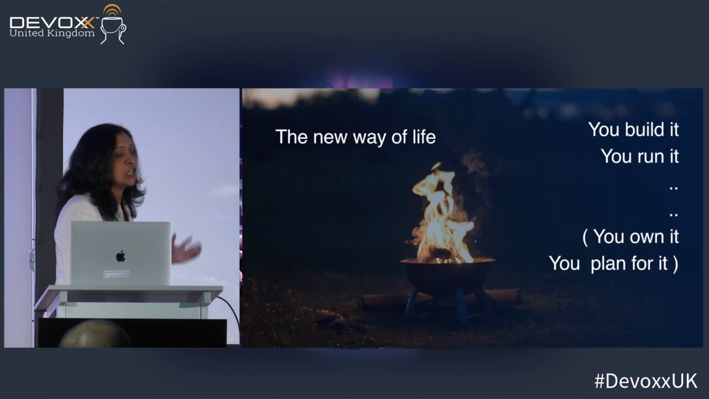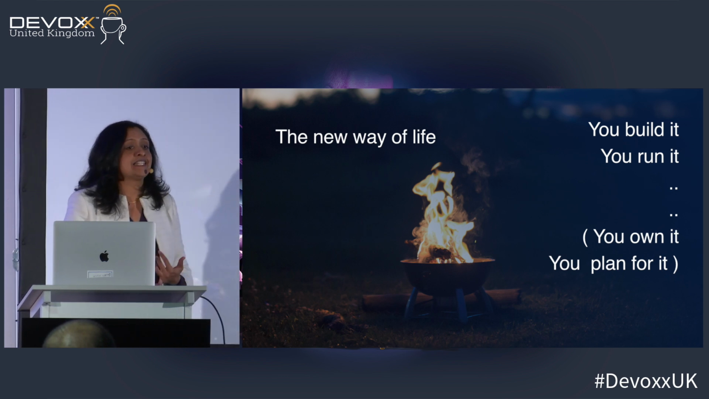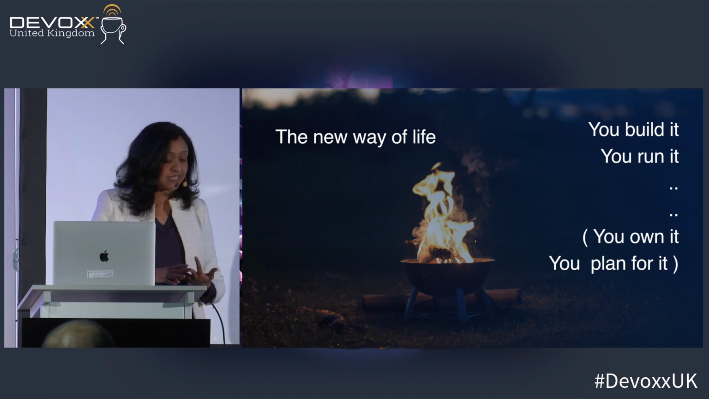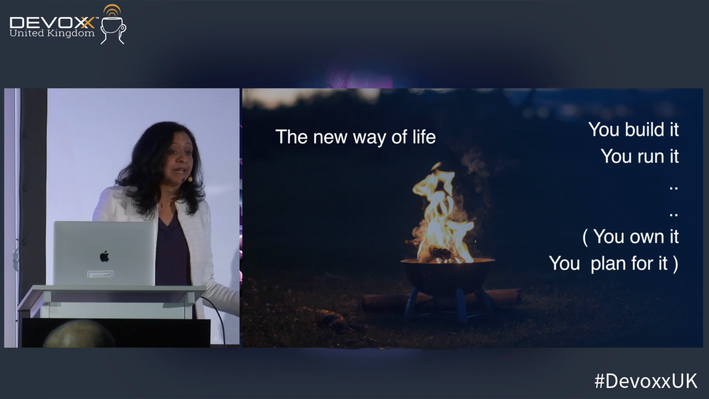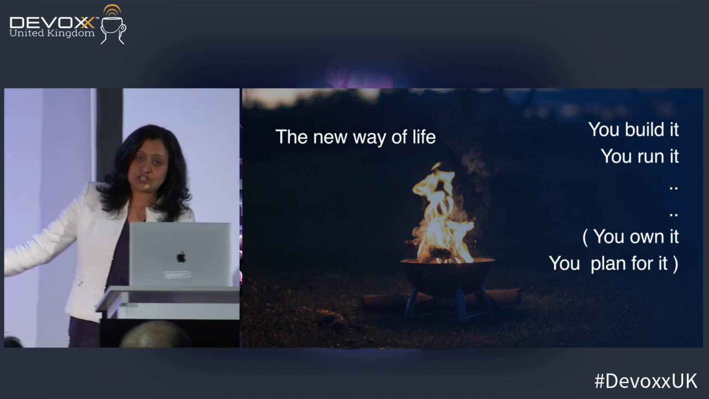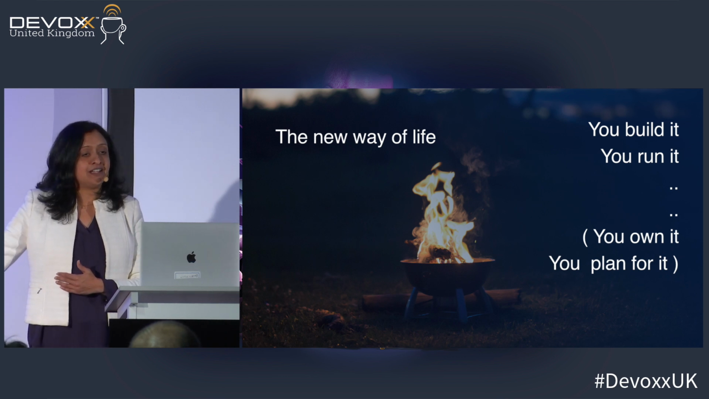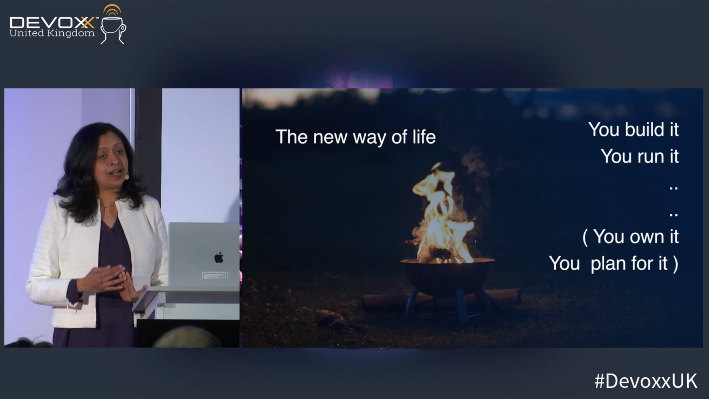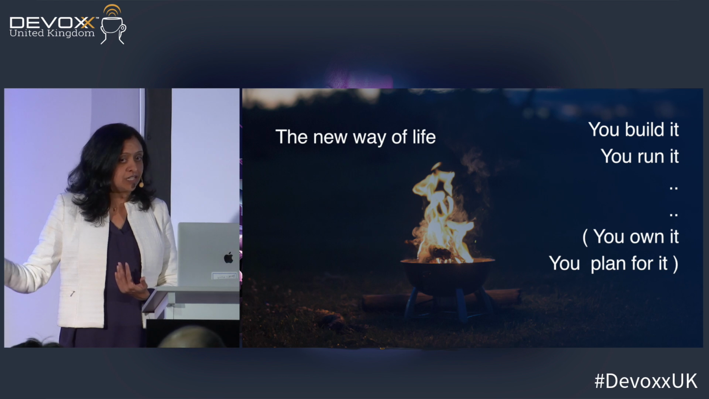So this is the new way of life. We build these services, we run these services, we own them completely. It's a completely DevOps model, and then we also plan for the future. So we are also thinking ahead, based on our traffic patterns, about how to architect for future scale.